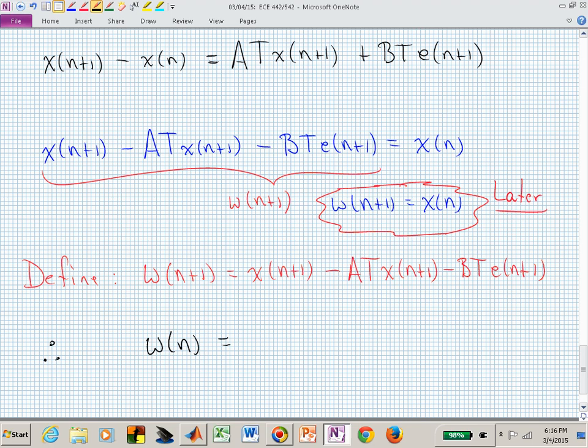And this one is so easy, it's maybe hard. It's not hard at all. You've got w at time n plus 1 defined in terms of other things. Just change the argument by 1 up above and you'll have w of n. Let's do that. We now know that w of n is equal to x at n minus a x of n minus bt e of n.